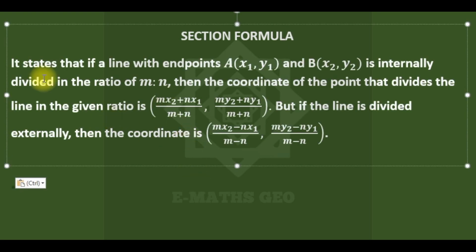So that's it. It states that if a line with endpoints A and B with coordinates (x1, y1), (x2, y2) is internally divided in the ratio m:n, then the coordinate of the point that divides the line in the given ratio is this. So that's the formula for internal division. But if the line is divided externally, then the coordinate is this. So it has two formulas, for internal and external. So let's prove that.